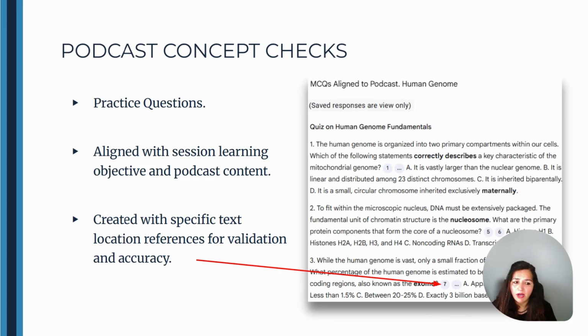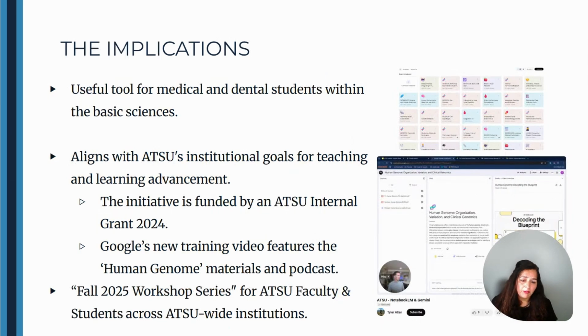So, after the podcast, students engage in podcast concept checks, practice questions that are tightly aligned with the session learning objectives. And to guarantee the accuracy and focus required, these questions are created with specific text location references to maintain validity and accuracy. I have applied these to every class in medical school and dental school year one and two, and the student feedback thus far has been very positive and enthusiastic.